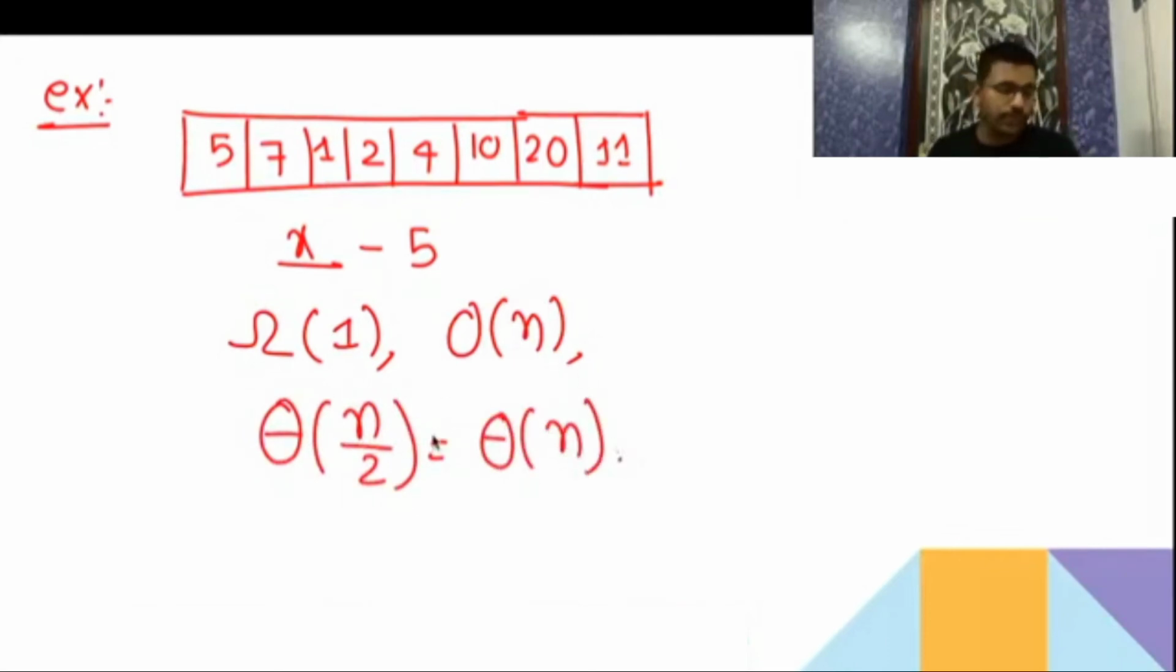So in this way we are going to find the omega. Best case is when the element which you are searching is in the beginning. Worst case is when the element which you are searching is in the last, and average case is when it is in the middle. Understood? So your asymptotic notation is complete now.